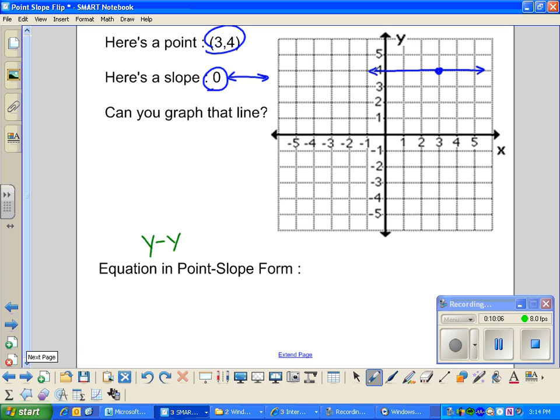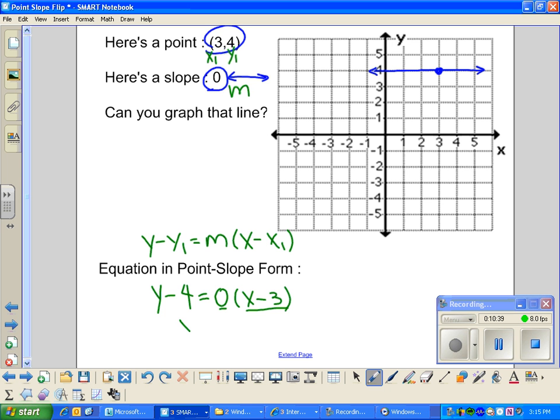Remember my equation is y minus y1 equals m times x minus x1. So let's see, my x sub 1 is 3, and my y sub 1 is 4, and my slope is 0. So I have y minus 4 equals, what's my slope? 0 times x minus 3. Okay, great. I can actually simplify that. You don't need to distribute, but anything times 0 is going to be 0. So I would end up with y minus 4 equals 0. So I've written my equation in point slope form. Okay, you do the rest.